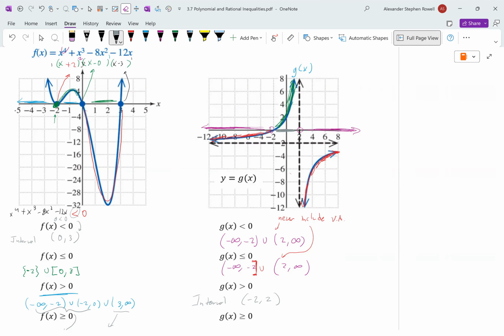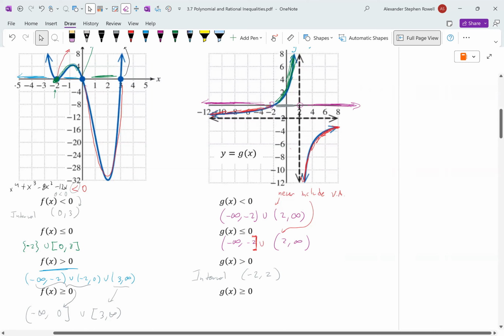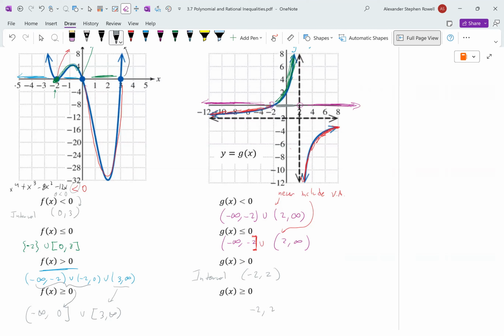-2, 2. When is g of x greater than or equal to 0? How does it change? Include -2, but we never include where it's undefined. Never include the vertical asymptote. Any questions about this? So that's how we read the graph, but we want to analytically solve this without having to graph it first. And that's what we're going to go through next.